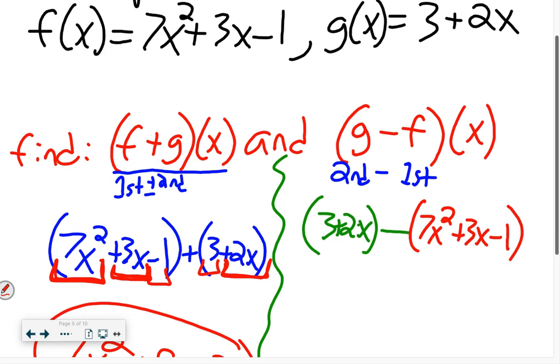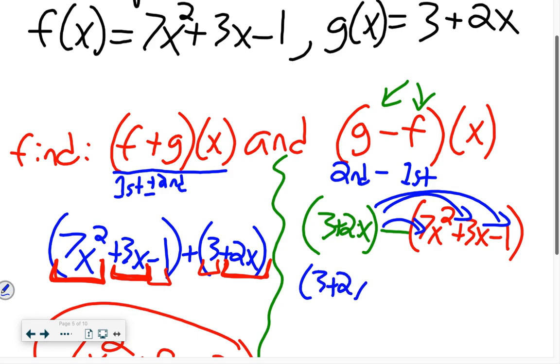So notice we wrote it backwards because of the way they wrote this right here. It's not f minus g, it's g minus f. So we have to be careful and make sure we write them in the right order. So we have to write the second minus the first. So again, now this is like last example. You have a minus, so you have to distribute that negative to all items in that equation. So the 3 plus 2x stays the same.